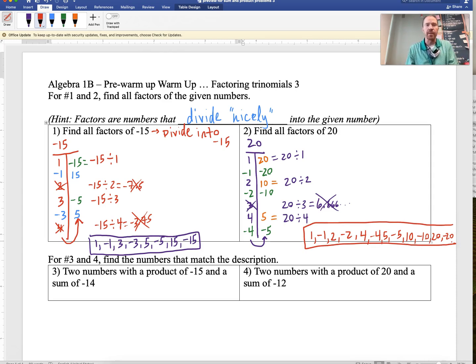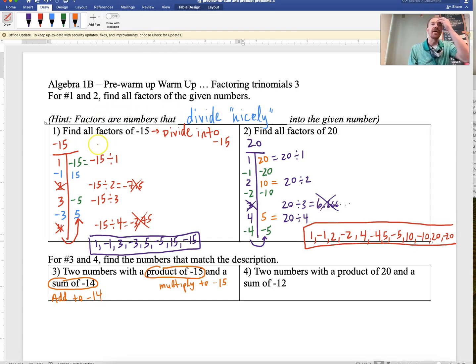So again, if you've been following along with these warm-ups, you know that for questions 3 and 4, we can use our work from 1 or 2 or both of them to help us with these. So number 3, we're looking for a product of negative 15. We want to multiply to get to negative 15. I go, well, hey, those are the pairs of numbers we had back on number 1. The sum of negative 14, we want to add to negative 14. So I go, well, we haven't done that yet.